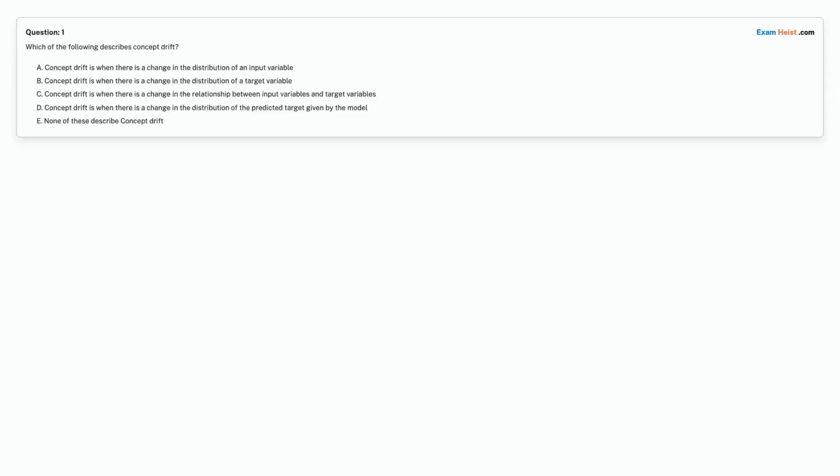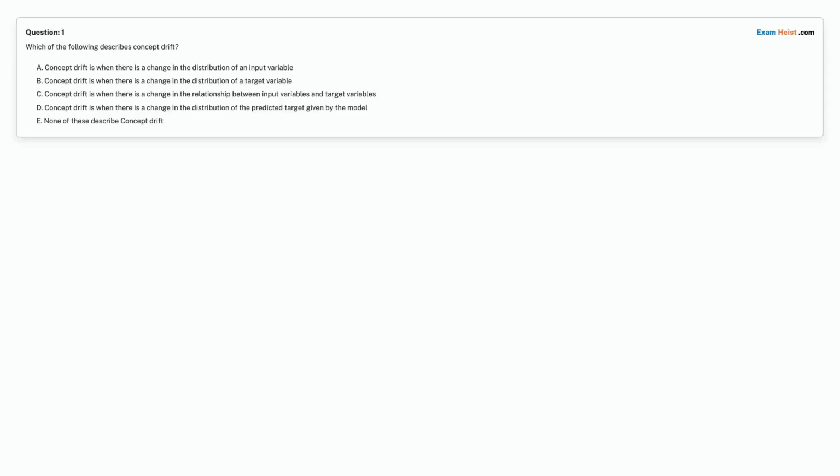Question 1. Which of the following describes concept drift? Option A. Concept drift is when there is a change in the distribution of an input variable. Option B. Concept drift is when there is a change in the distribution of a target variable. Option C. Concept drift is when there is a change in the relationship between input variables and target variables.